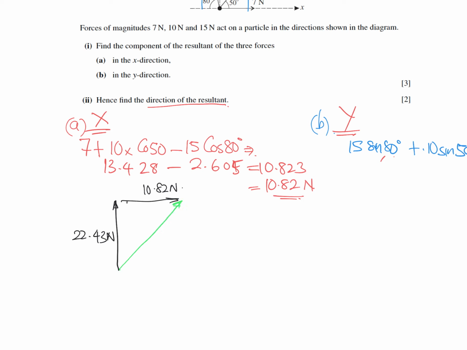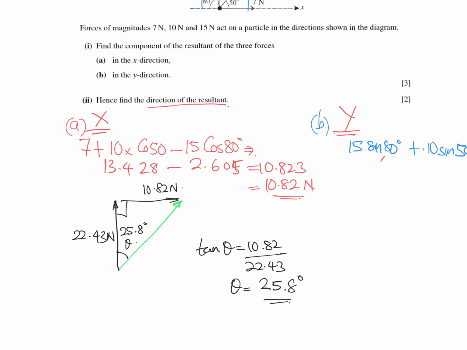And we know this is a right angle. So let's find out what this angle is here. Let's say theta. To find theta, I'm going to use tan theta equals 10.82 over 22.43. So theta equals 25.8 degrees. Okay, so this is 25.8 degrees.